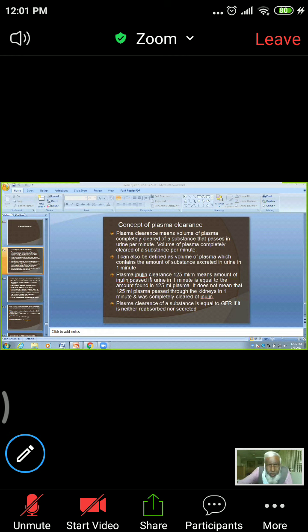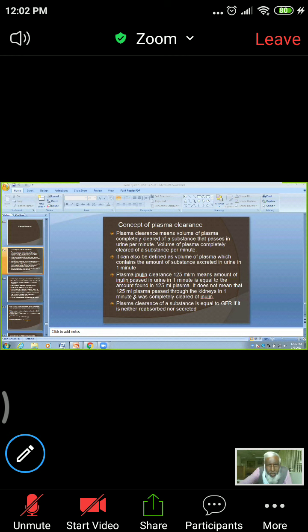Plasma clearance, plasma inulin. Suppose, for plasma inulin clearance, we know it is 125 ml per minute. This means the amount of inulin passed in urine in 1 minute is equal to the amount found in 125 ml of plasma. It does not mean, note it, that 125 ml of plasma passed through the kidney in 1 minute.